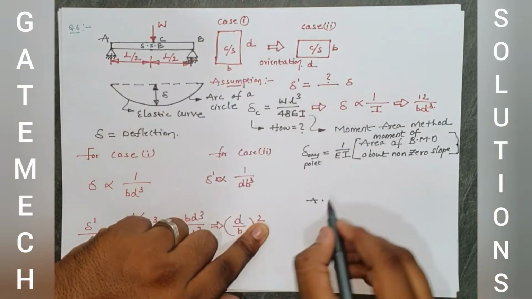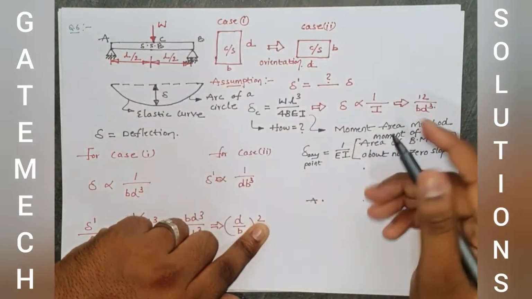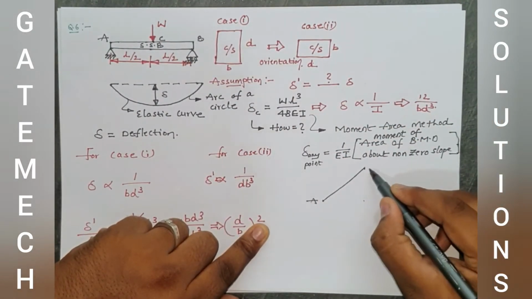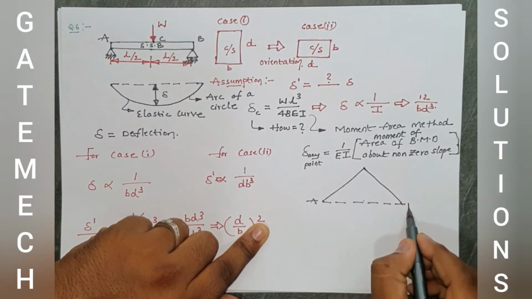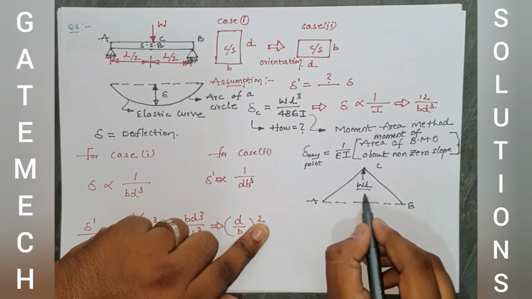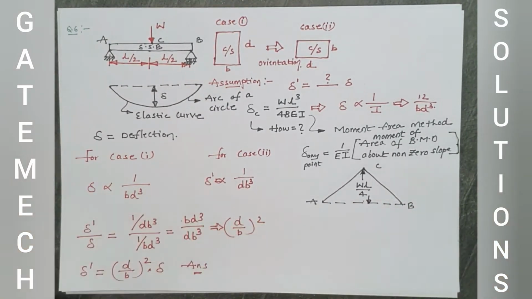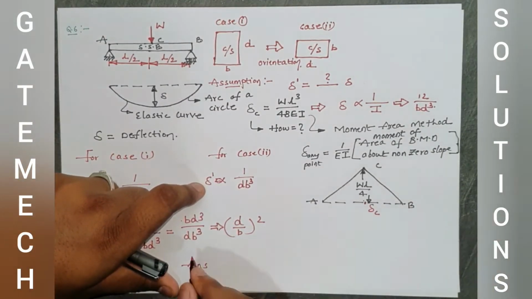At point A, the bending moment is 0. At point C, the bending moment is maximum. Again, at point B, the bending moment is 0. So only a point load is there, so the bending moment varies linearly. The maximum bending moment at point C is given as WL by 4. So here, the deflection at point C needs to be calculated.